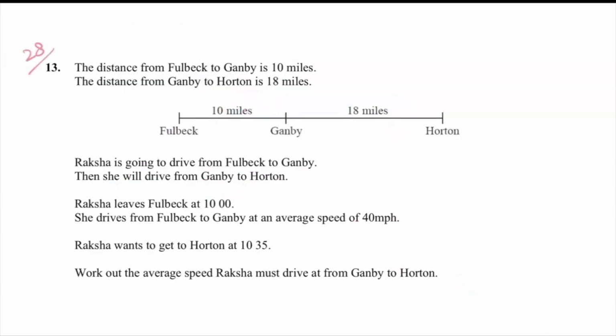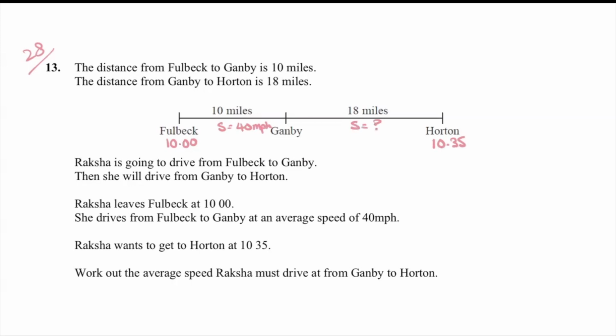Okay, we've got a crossover question. So this question was both on the foundation and higher paper. It's very wordy. So the first thing we're going to do is transfer as much information as we can onto the diagram that they've already started for us, so that we've got everything we need to see in the right places. So we know that Raksha is leaving Fullbeck at 10. So I'm going to pop that time on. She drives at an average speed of 40 miles per hour. She wants to get to Hornton at 10:35. And our problem is to work out the speed. That's what I'm trying to achieve.